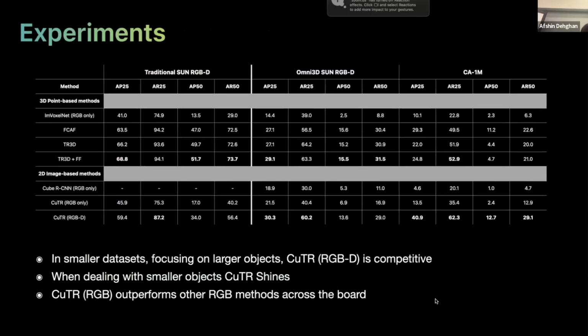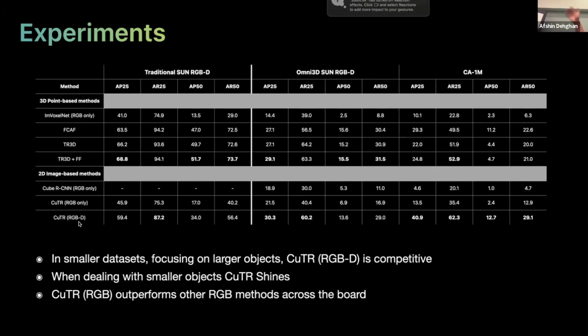I want to highlight some of the results next. Okay, so the best way to look at this table is to go from left to right. First, let's look at the traditional SUN RGB-D block. On the top, we are comparing with some of the point-based methods that I'm sure you have heard of, and there's also an RGB-only method that we're comparing with. And at the bottom, we also have the Cubify Transformer, or CuTR for short, in both the RGB version and the RGBD version.